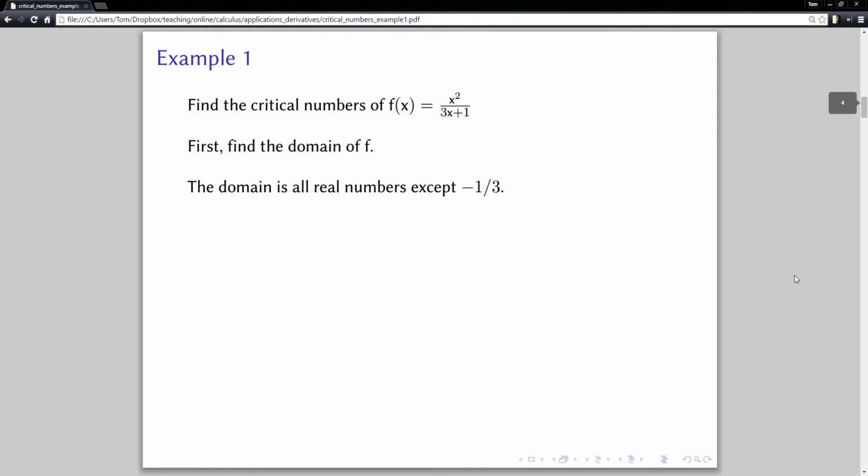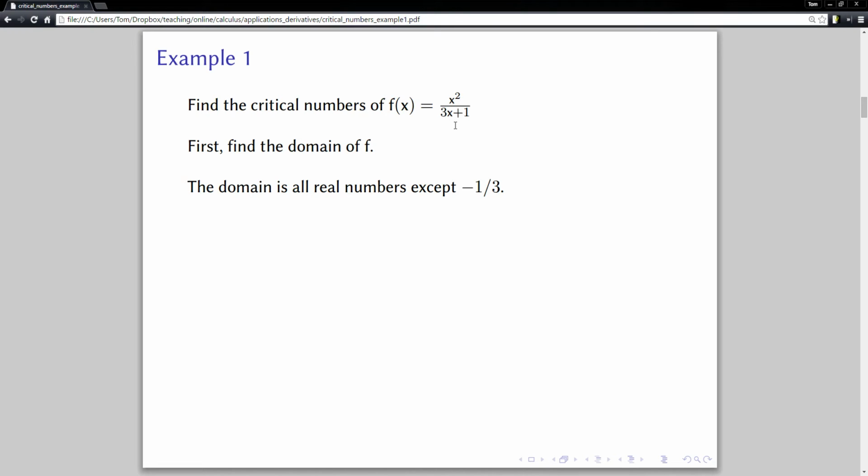A rational function is defined everywhere except at any x that will make the bottom part equal to 0. If you take the bottom part and set it equal to 0, you get negative 1/3. If you plug in negative 1/3, you have negative 1/3 times 3 on the bottom, which gives you negative 1, and then negative 1 plus 1 gives you 0. So don't plug in negative 1/3, otherwise you're going to divide by 0. Every other number is going to be okay.